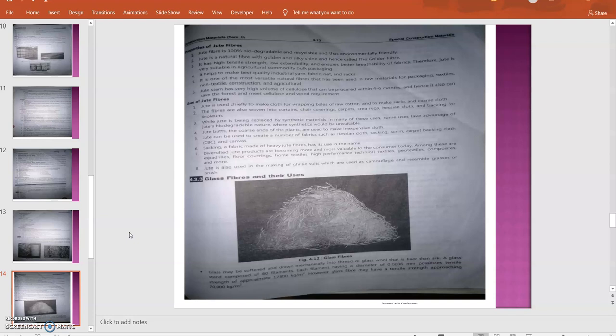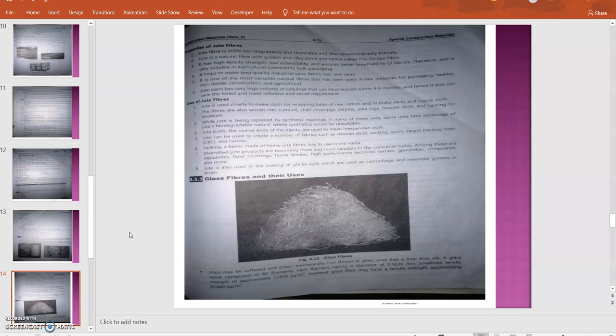Now we are going to focus on glass fibers. Nowadays glass fibers are utilized and they have a very good translucent property. It has good tensile strength also. That's why they are utilized in concrete construction and in making blocks.